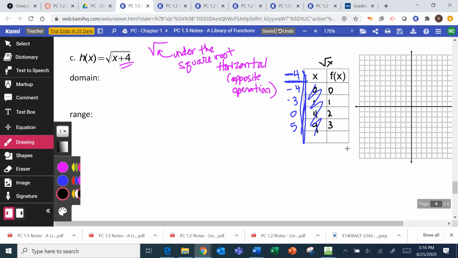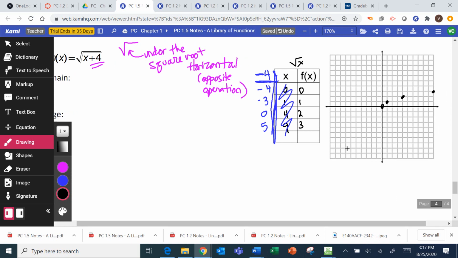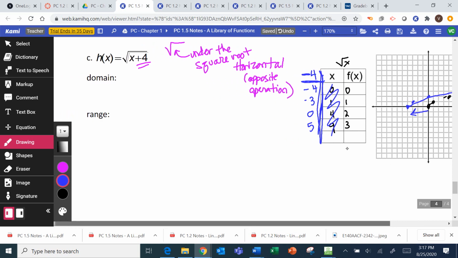I didn't graph the parent function. Let me do that real fast so we can compare. You don't have to graph the parent function. I'm just having it here for notes so you can compare. So this one is -4, 0, -3, 1, 0, 2, 5, 3. So you can see that this one is just moved over to the left by 4 units, translated 4 units to the left.